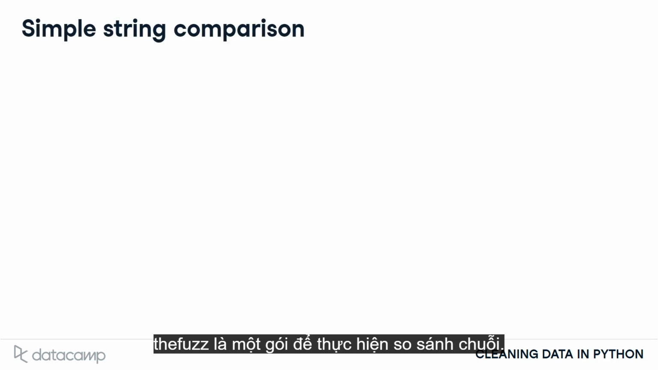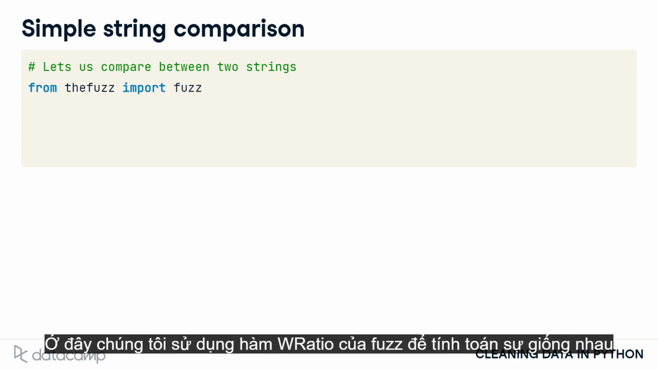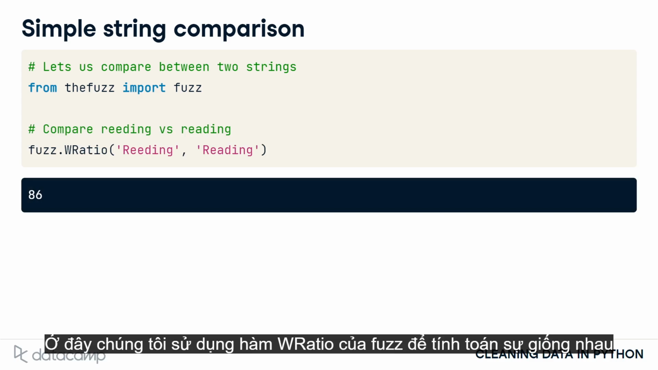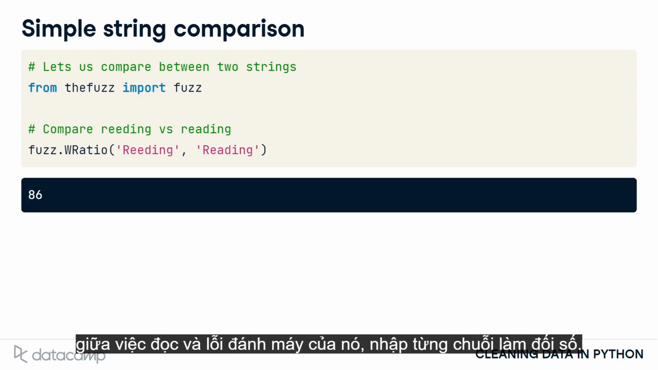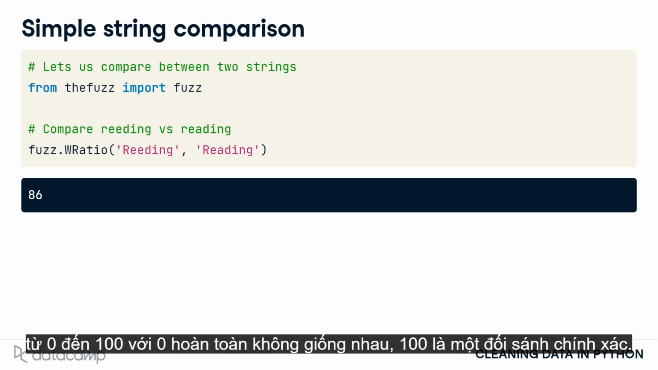The fuzz is a package to perform string comparisons. We first import fuzz from the fuzz, which allows us to compare between single strings. Here, we use fuzz's W ratio function to compute the similarity between a reading and its typo, inputting each string as an argument. For any comparison function using the fuzz, our output is a score from 0 to 100, with 0 being not similar at all, 100 being an exact match.